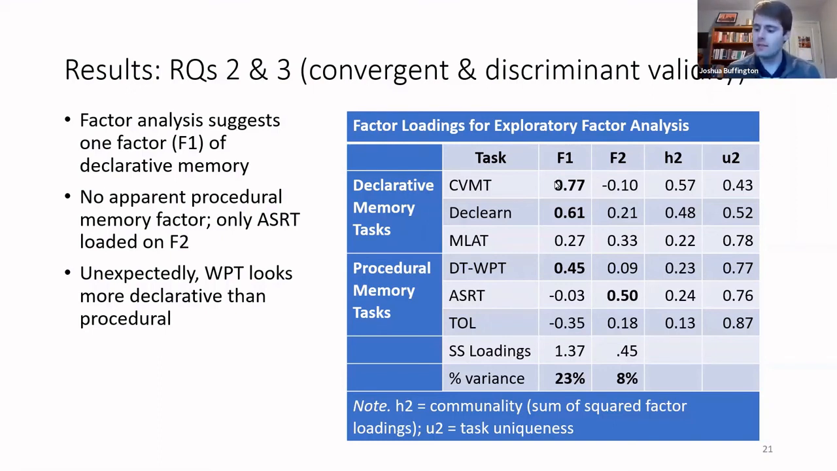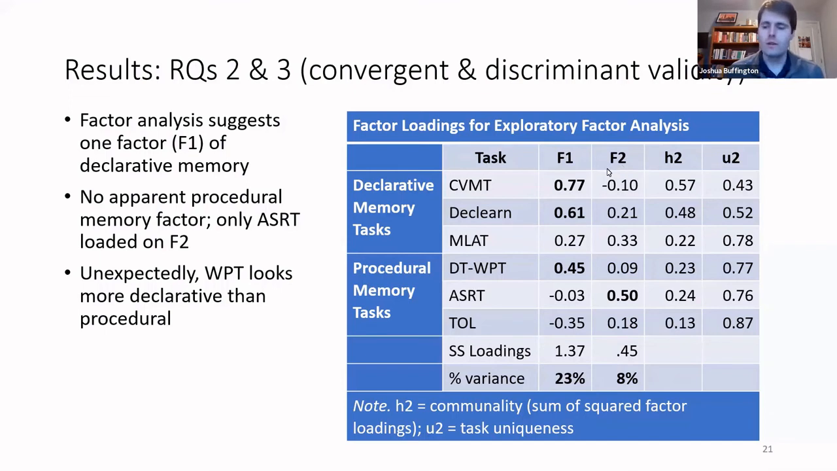We see a few satisfactory loadings on factor 1, the first 2 being CVMT and DECLEARN. MLAT did not load at our satisfactory threshold, but it was trending in that direction. Unexpectedly, weather prediction task also loaded onto this factor, which I'll come back to in just a minute. But for the time being, given the loadings of CVMT and DECLEARN onto factor 1, we're interpreting this factor as declarative memory, because these are declarative memory tasks.